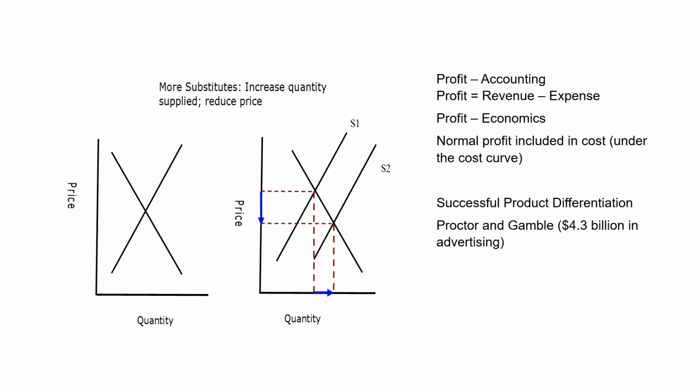So just stepping back for a moment, let's go back over this. When we talk about profit in an accounting sense, profit is equal to revenue minus expense. So it's the difference, it's the residual, whatever's left over. Profit in economics, we're really talking about normal profits included in cost. It's under that cost curve, right?